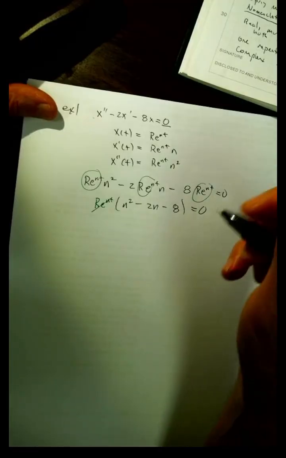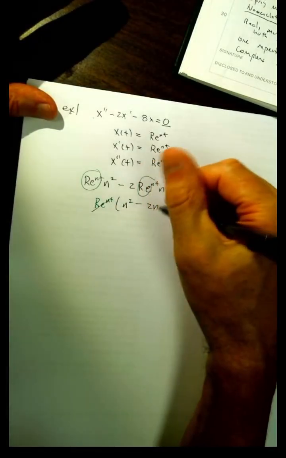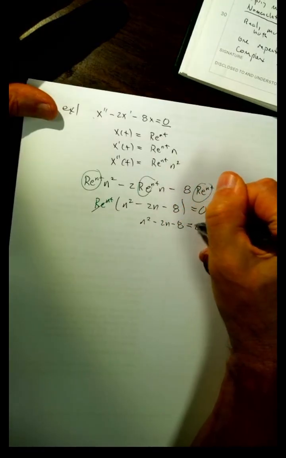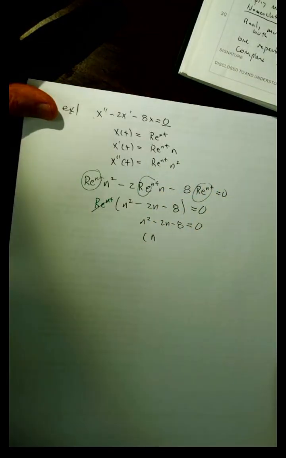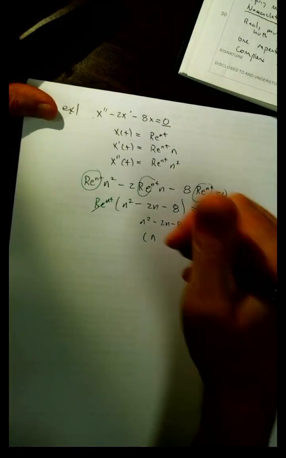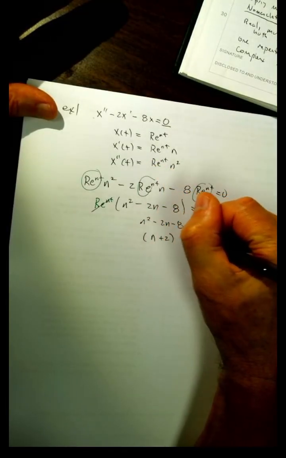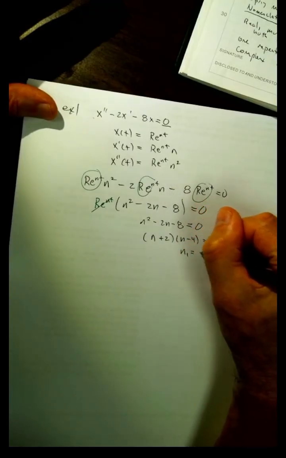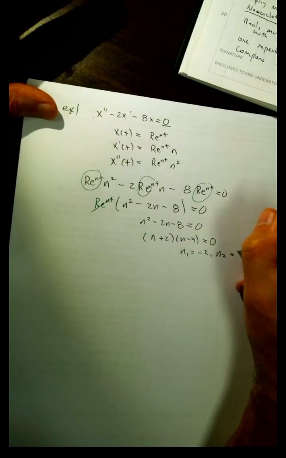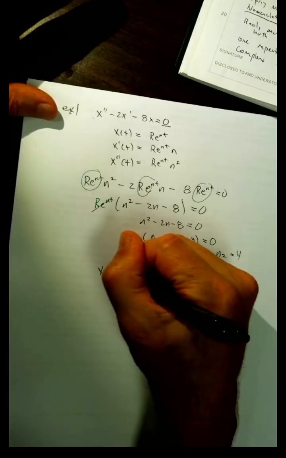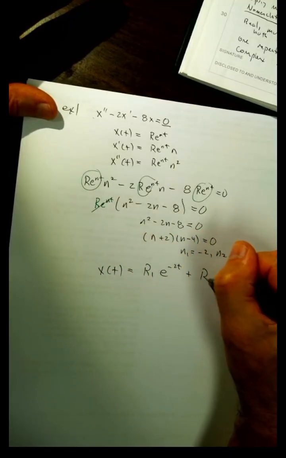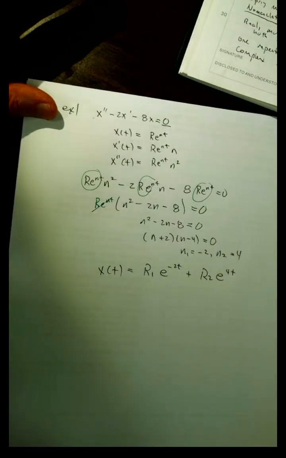I don't want r to be 0. The exponential can't be 0. So I get n squared minus 2n minus 8 is 0. And I'm just going to recognize that I can factor this. And this is going to be n plus 2 times n minus 4. So n1 is minus 2, n2 is 4. So x of t is going to be r1 e to the minus 2t plus r2 e to the 4t.